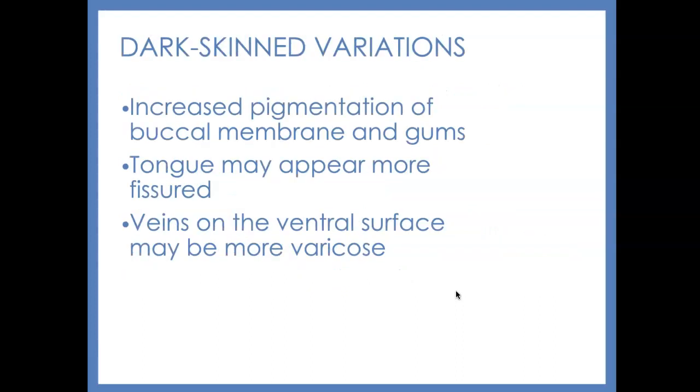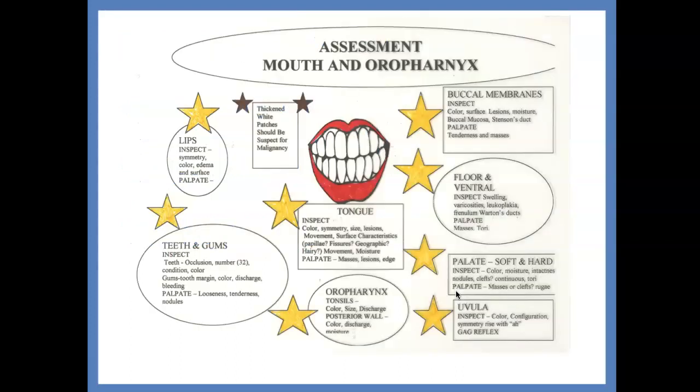And dark skin variations may include increased pigmentation of the buccal membrane in the gums. Again, it's going to be an association to what their underlying skin tone is. The tongue may appear a little bit more fissured, depending on some genetic traits. The veins on the ventral surface, or the underside surface, of that tongue may be more varicose and more prominent. You might see those veins a little bit more prominently. And there is your concept map for your mouth and oropharynx.